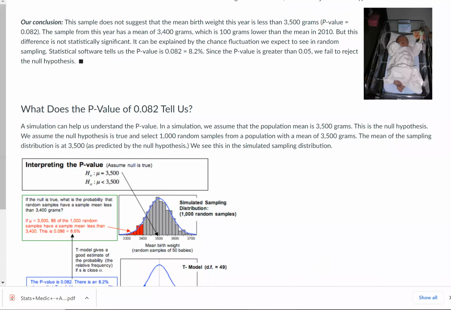So our conclusion is this sample does not suggest that the mean birth weight this year is less than 3,500 grams because the p-value was 0.082. The sample from this year has a mean of 3,500 grams, which, okay, we already said this. We failed to reject the null hypothesis. What does the p-value of 0.082 tell us?